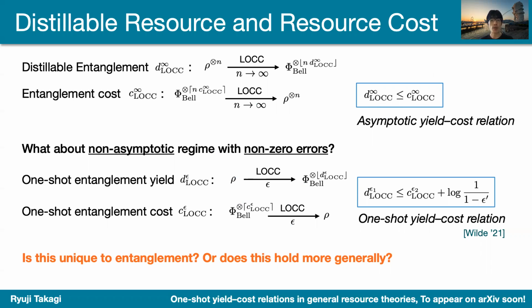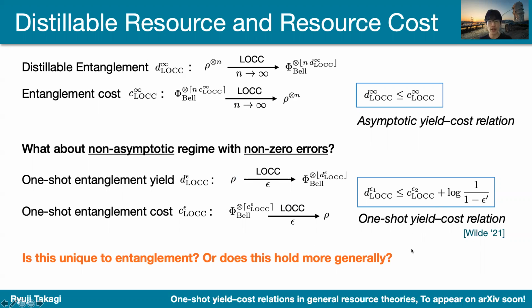However, this problem becomes a bit more subtle when you consider the one-shot or non-asymptotic regime, which might also involve some non-zero errors. If you define the one-shot entanglement yield and the one-shot entanglement cost like that, recently Mark Wilde presented the fundamental one-shot relation between the entanglement yield and cost, which also involves the error factors, epsilon 1 and epsilon 2. Then this epsilon prime is a function of epsilon 1 and epsilon 2.